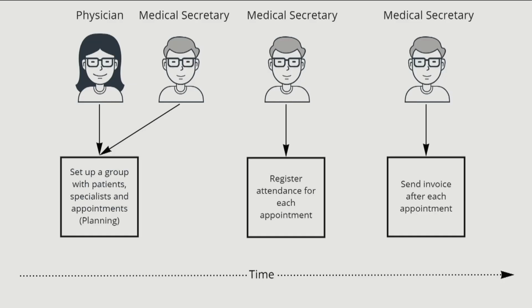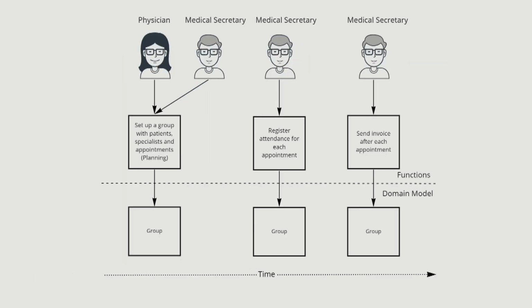So we have planning a group, we have register attendance, and then we have invoicing. One thing at a time. So along the time axis, we get another incentive to create three models. One model for planning, one model for check-in and register attendance, and one model for invoicing, because they happen at different points in time, on the time axis. So now we are combining approaches and getting more insights.